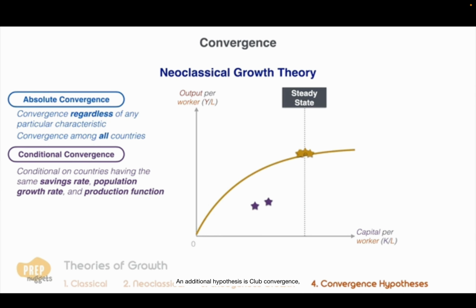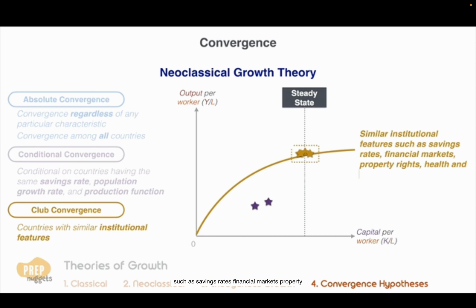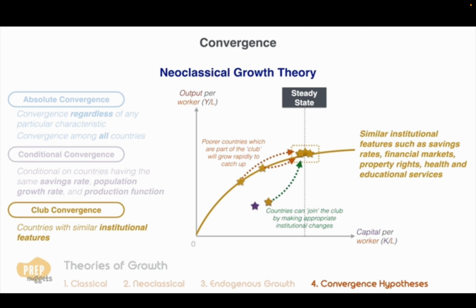An additional hypothesis is club convergence, which can help to explain this. Under this hypothesis, countries may be part of a club, which may refer to countries with similar institutional features such as savings rates, financial markets, property rights, health and educational services. Under club convergence, poorer countries that are part of the club will grow rapidly to catch up with their richer peers. Other countries can also join the club by making appropriate institutional changes. Those countries that are not part of the club may never achieve the higher standard of living.